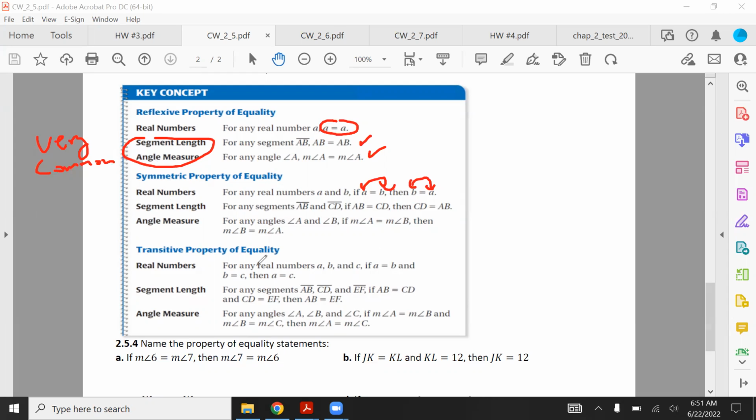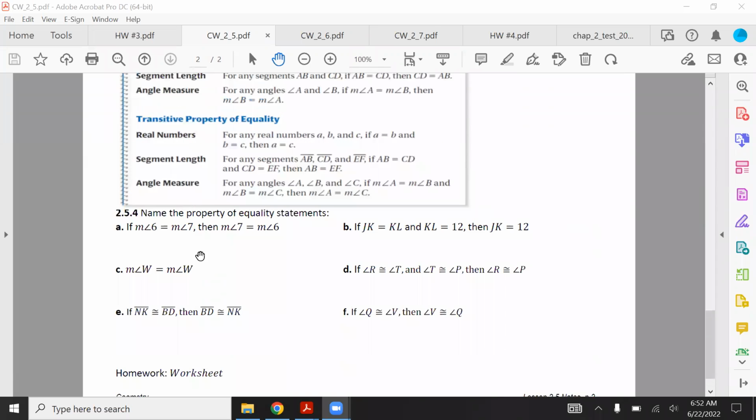And transitive means if A equals B and B equals C, then A equals C. It's kind of like saying the Warriors beat the Kings, the Kings beat the Lakers, so the Warriors beat the Lakers. I know that doesn't really work in sports, but that's what transitive means. So you can kind of see that down below. We don't really do those too often. The reflexive we do a lot, and you'll see when we start doing more geometric proofs with shapes. Anyway, here you're being asked to simply name the property of equality statements.